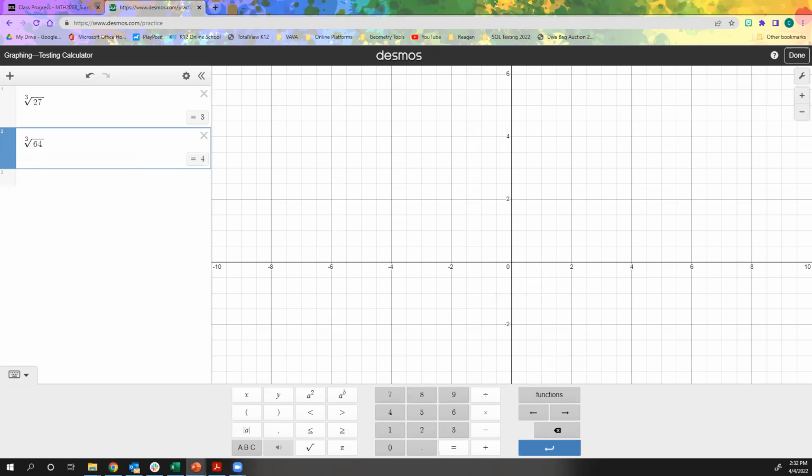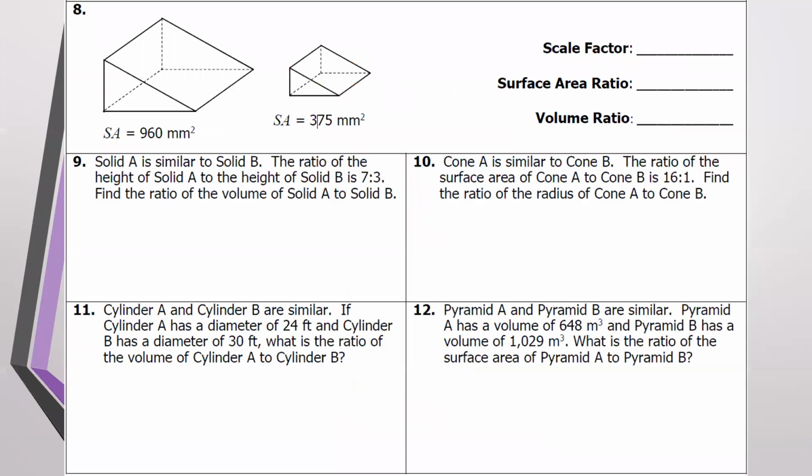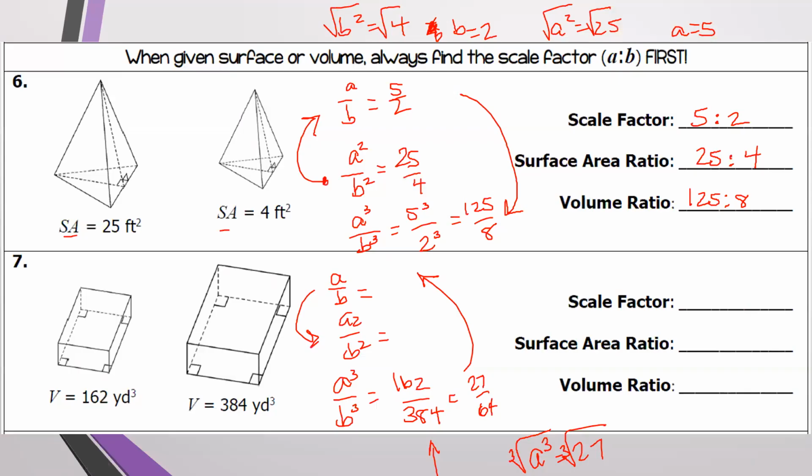Okay, so back to our notes. We have the cube root of 27. The cube root of 27 was 3. And the cube root of 64, because B cubed was 64, and to undo a cube, we cube root. So the cube root of 64 was 4. So our scale factor is 3 to 4.